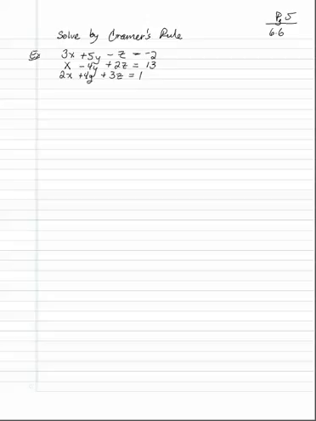Alright, so D is going to be 3, 1, 2, 5, negative 4, 4, negative 1, 2, 3.